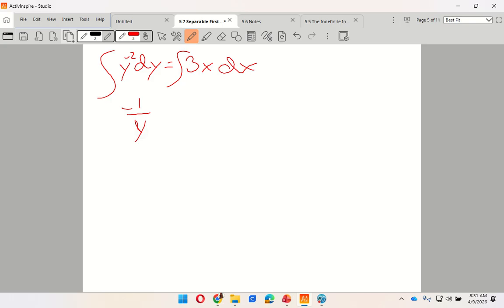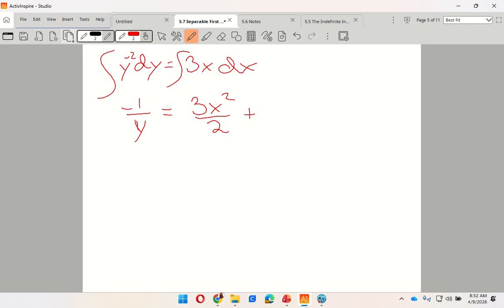Okay, so there we go. So I have that equals 3x squared over 2. Am I missing anything? Plus C. Plus C. Now, why did I not do the plus C on the left-hand side? Because they cancel each other out.